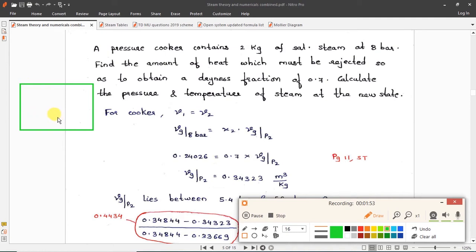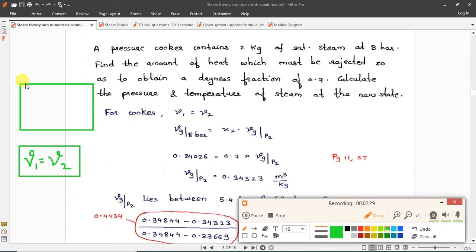Now for the pressure cooker, you have to remember, it is closed, so the volume remains fixed. Whatever is the initial volume, the final volume, everything will remain the same. That is why I have written over here, specific volume at 1 is equal to specific volume at 2, for the cooker. Now this is the important relation which we will be using for solving this numerical.